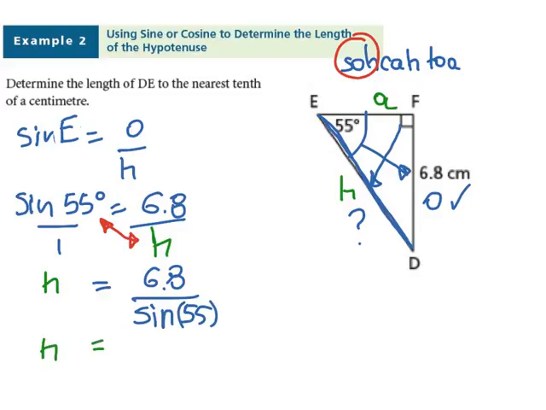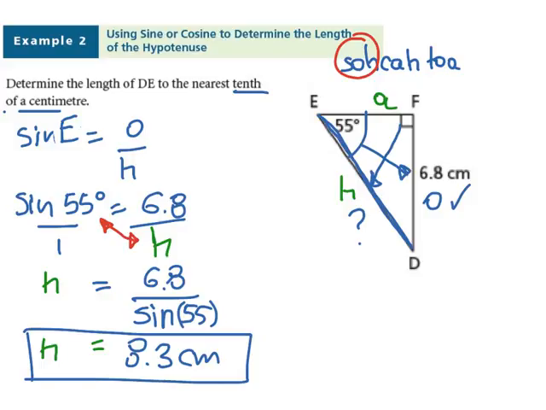As long as you're in degree mode, the hypotenuse to the nearest tenth centimeter is 8.3 centimeters. And this is our solution.